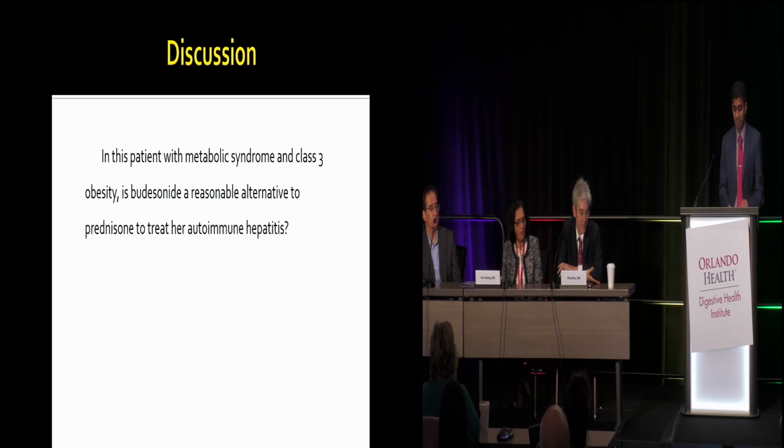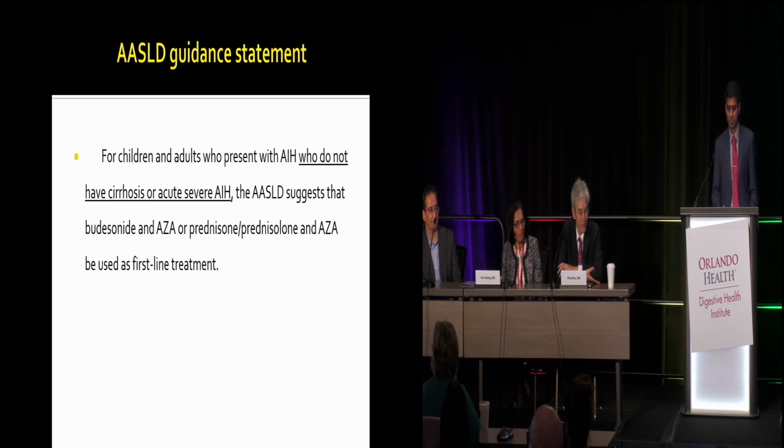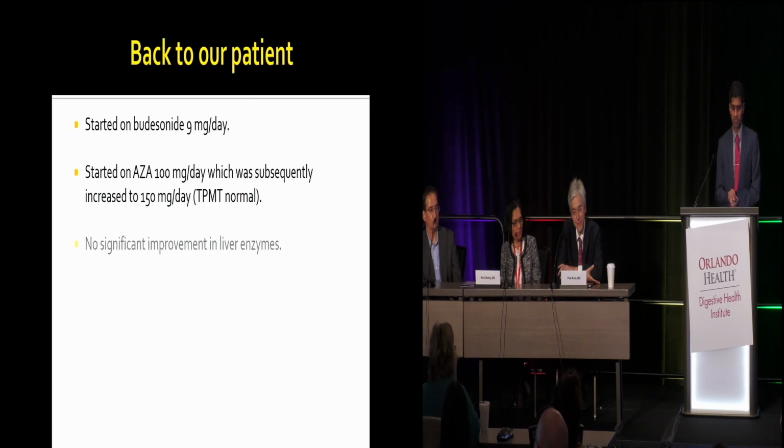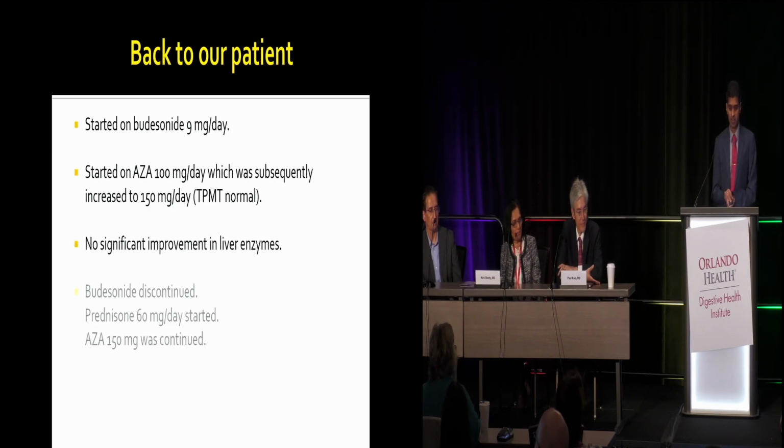Thank you. So we did start on budesonide, and this is what the AASLD says, just like what Dr. Shetty said. It says for children and adults who present with autoimmune hepatitis who do not have cirrhosis, the AASLD suggests using budesonide and azathioprine or prednisone and azathioprine as a first-line treatment. So moving forward to this patient, we put her on budesonide. She started on 9 milligrams. Even after 2 weeks, we started on azathioprine, 100 milligrams, and subsequently increased it to 150. She had no significant improvement in her liver enzymes. So eventually, we had to discontinue the budesonide, and we put her on prednisone, 60 milligrams, and we continued the azathioprine.